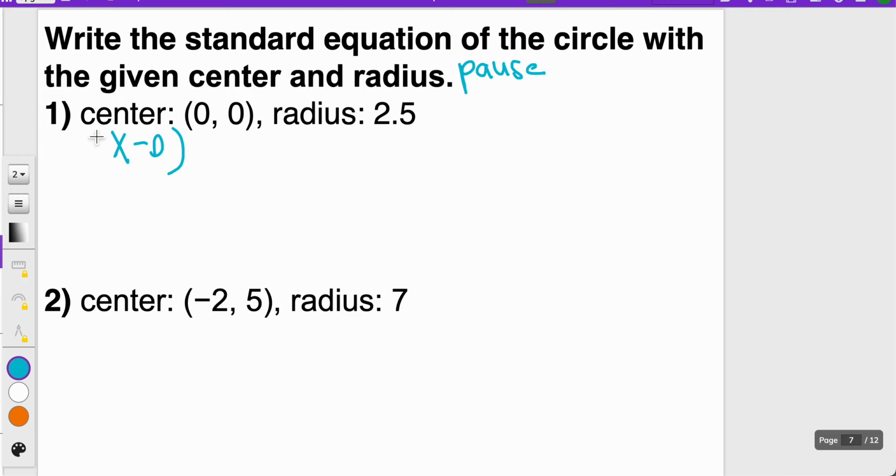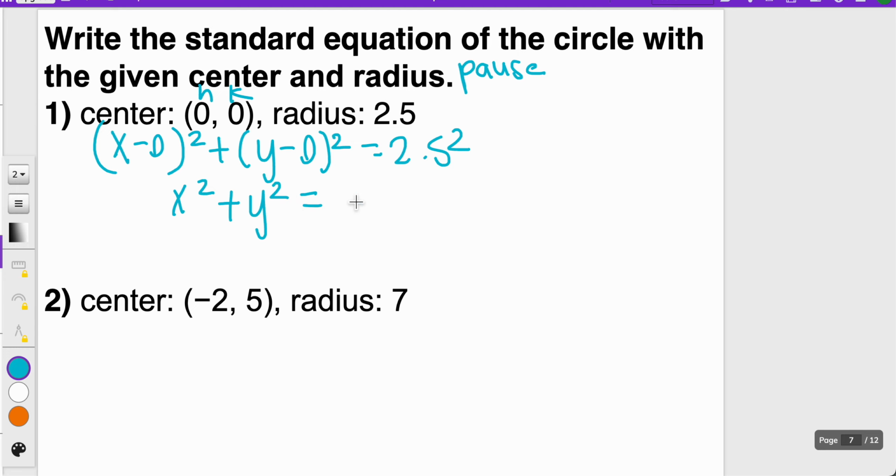All right, my first one, I should have x minus 0 squared plus y minus 0 squared, since my h and my k are still 0, 0, is equal to 2.5 squared. So I'm going to get x squared plus y squared is equal to 6.25.